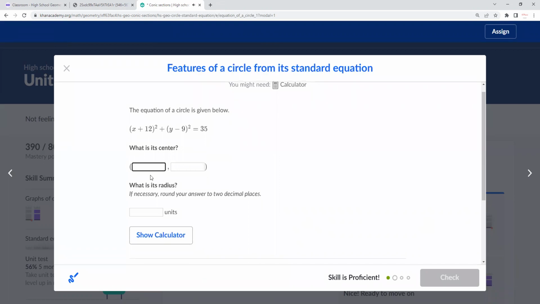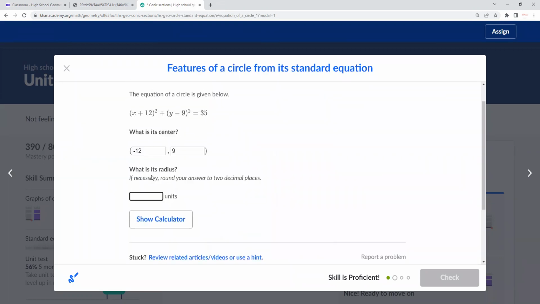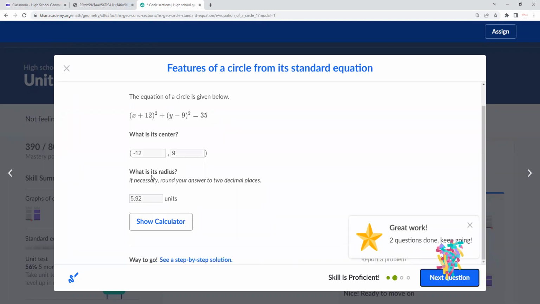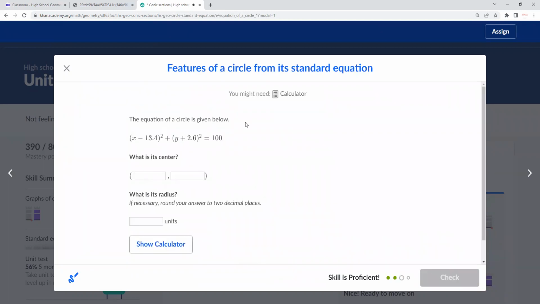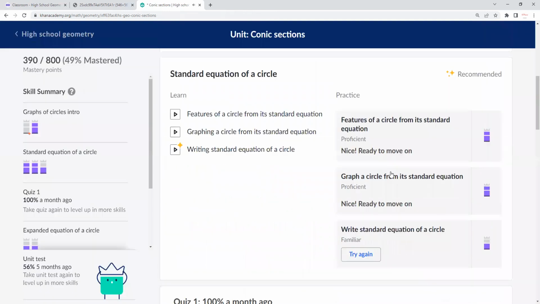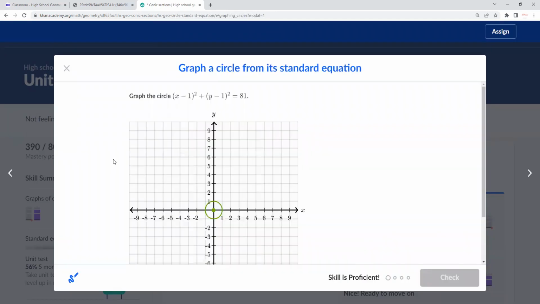Same thing here. This would be at -12, 9. And the radius is the square root of 35. The square root of 35 gets you 5.92. And so the beginning of the unit is pretty easy. Then you know, what's the center of the circle? Well, it's at 1, 1. What's the radius? 9.